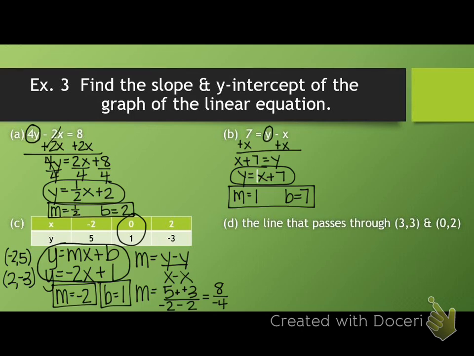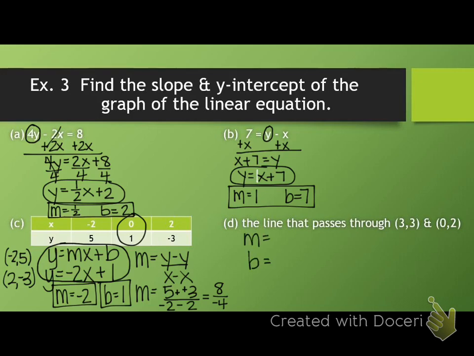This is one other version. It says the line that passes through. Okay, they want the slope and the y-intercept of the line that passes through (3, 3) and (0, 2). Once again, we're trying to decide, is there a y-intercept given to us? So is the y-intercept given to us? We're hesitating. Are we unsure?